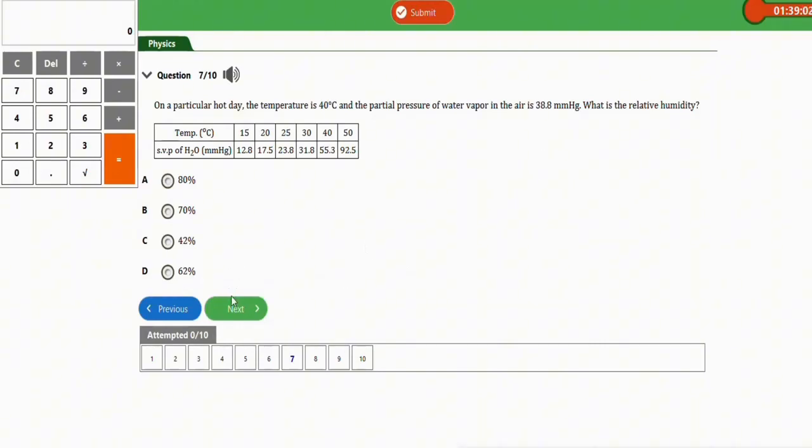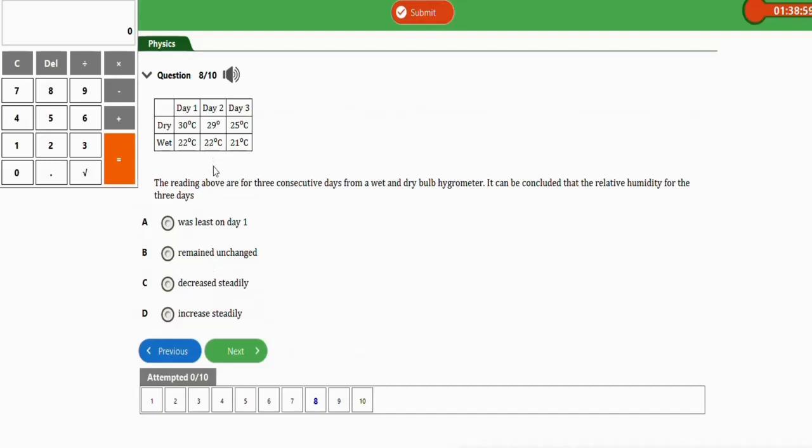Okay, so the next repeated question says the readings above are for 3 consecutive days for a wet and dry bulb hygrometer. It can be concluded that the relative humidity for the 3 days is: option A, was least on day 1; remained unchanged; decreased steadily; increased steadily. So guys, I have solved it already, but because of time, the correct option will be option D, which is increased steadily. Just take note of this question. Alright, so let's go to the next question, which is this one.